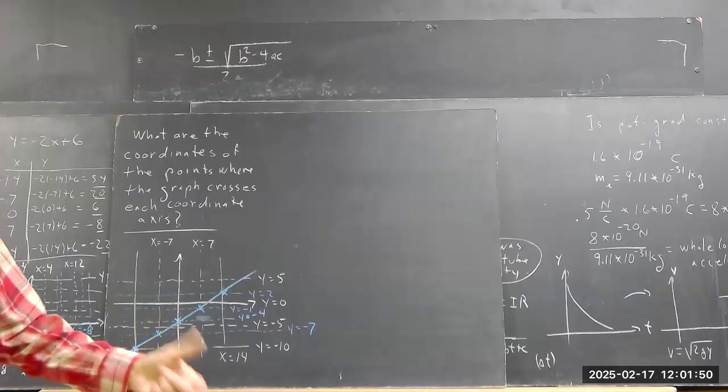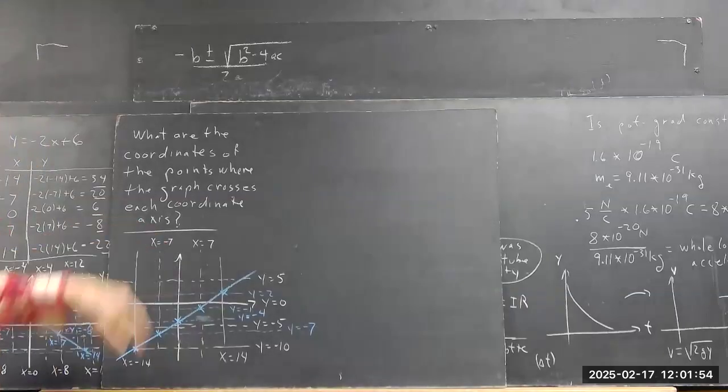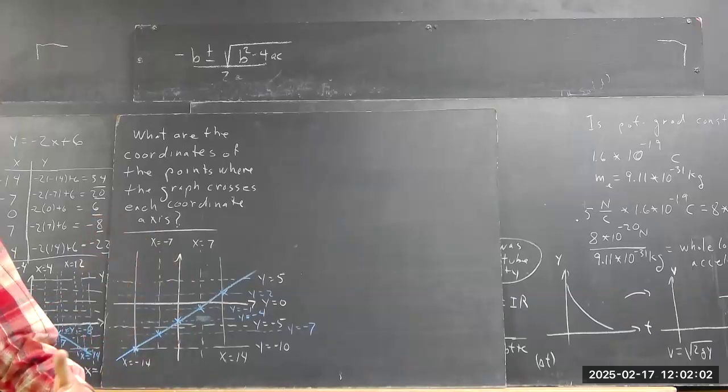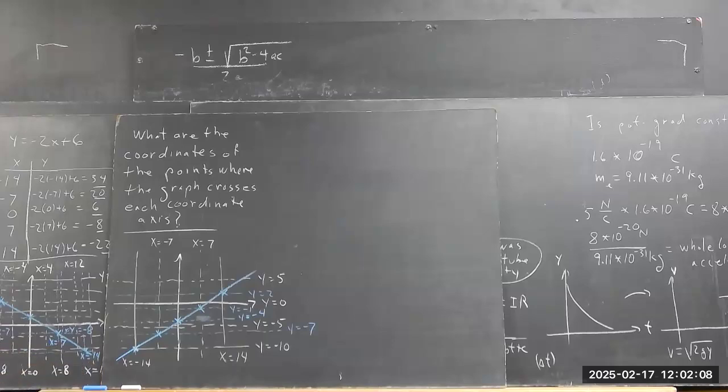Okay, now what do I mean by the coordinate axis? I mean the x-axis or the y-axis, right? Can you write down the coordinates of the points? The graph crosses the y-axis and it crosses the x-axis, so it'll be 2 points. Could you write down the coordinates of those 2 points for me, as best you can estimate them from the graph?